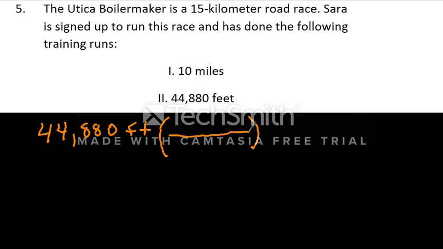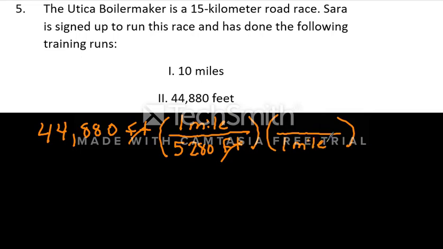All right, so let's see, how do I do that? Well, I know 5,280 feet is equivalent to 1 mile. So that way feet cancels feet. And now I got to go from miles to kilometers. So I do know that 1 mile is equal to 1.609 kilometers. Let's see, what does that math look like?